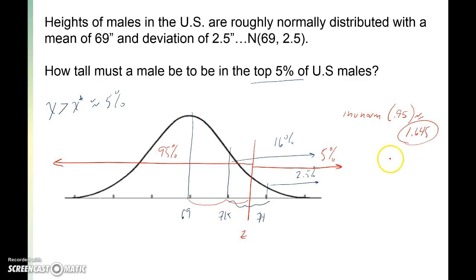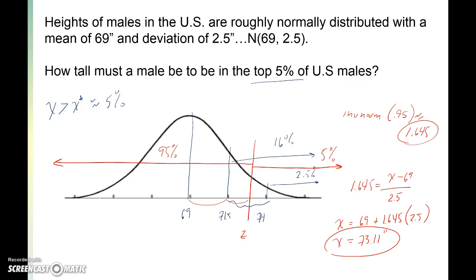So now I need to convert that back into a value. 1.645 equals some value away from 69 in terms of my standard deviation of 2.5. A little algebra is going to give me 73.11 inches. So approximately, if you are taller than 73.11 inches, you would be considered in the top 5% of all U.S. males.